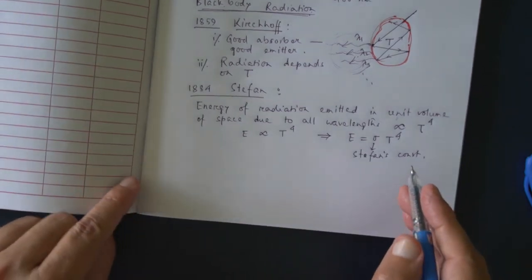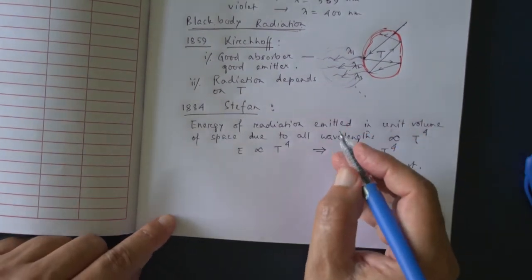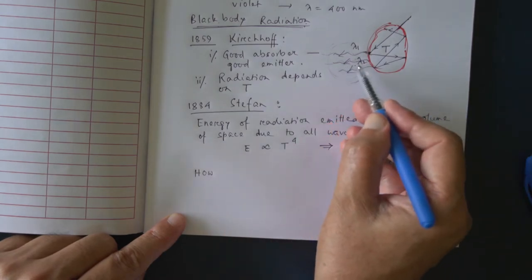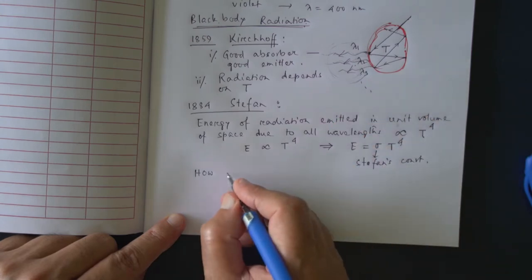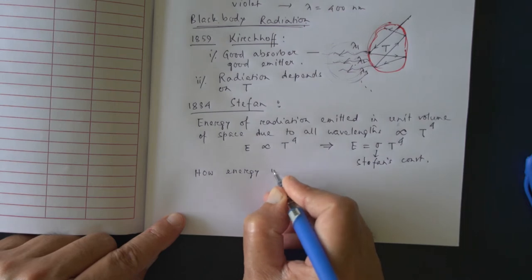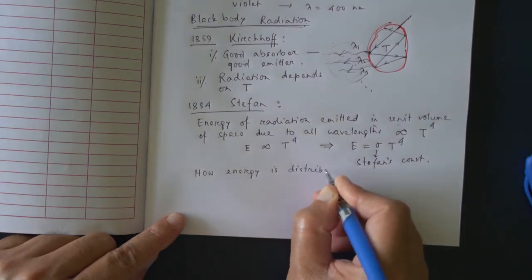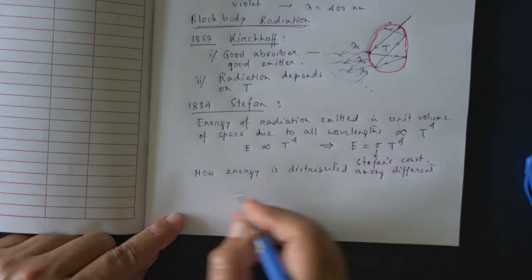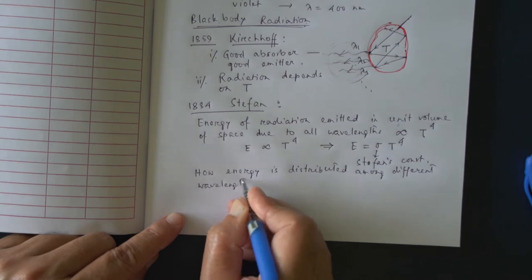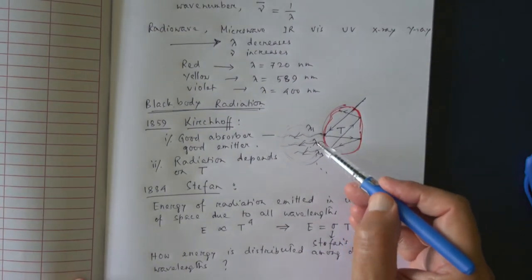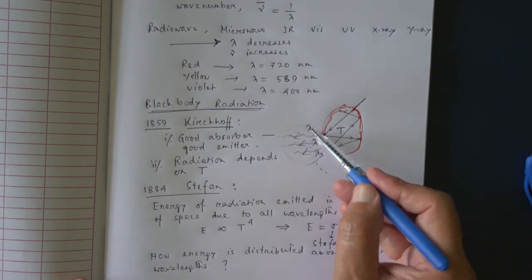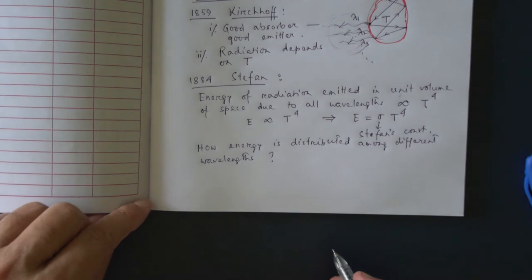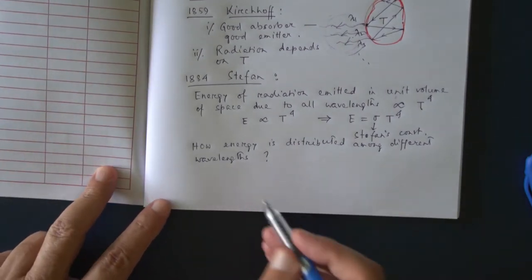Next question was, how is the energy of the radiation distributed among different wavelengths? That was the question. So many wavelengths are there. Which wavelength will have how much energy? That was the question. So in order to answer this question, different scientists tried.